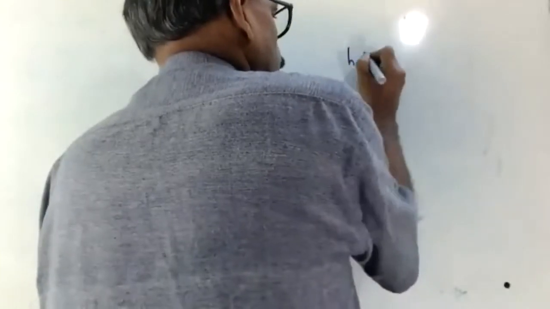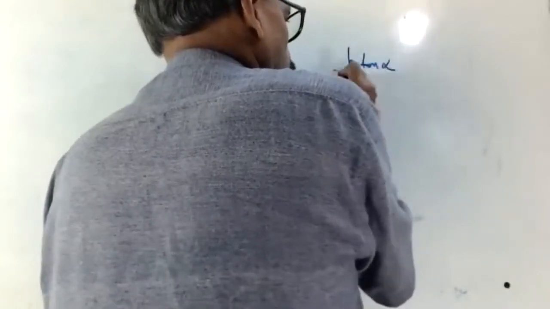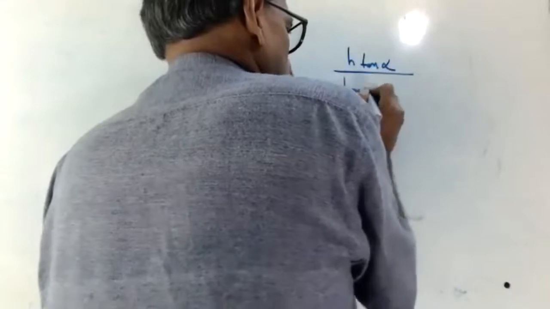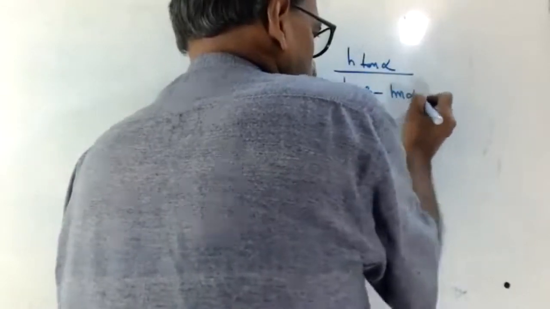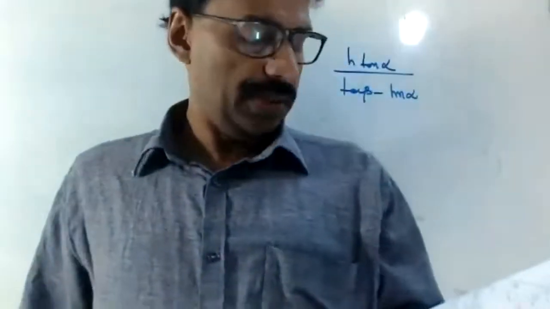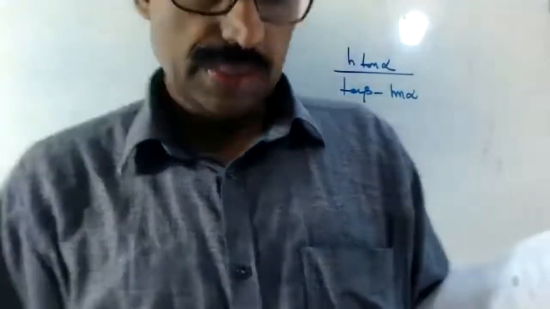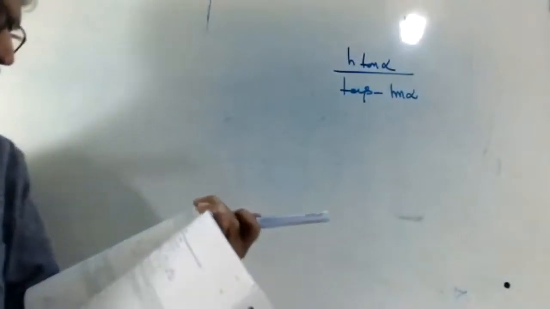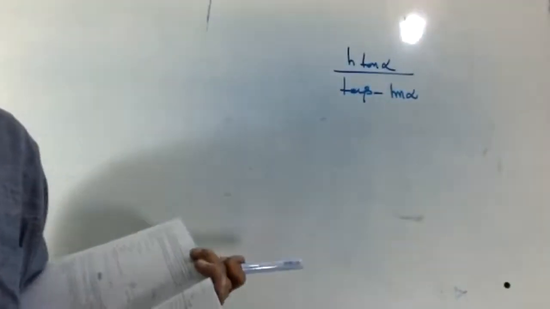Prove that the height of the tower is h tan alpha divided by tan beta minus tan alpha.